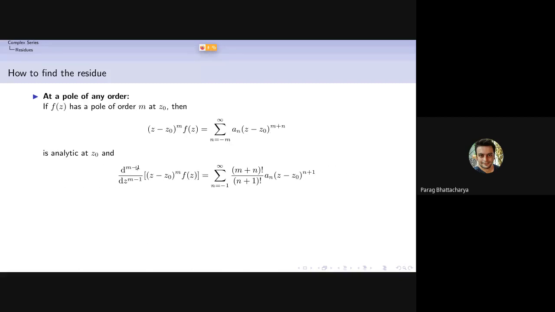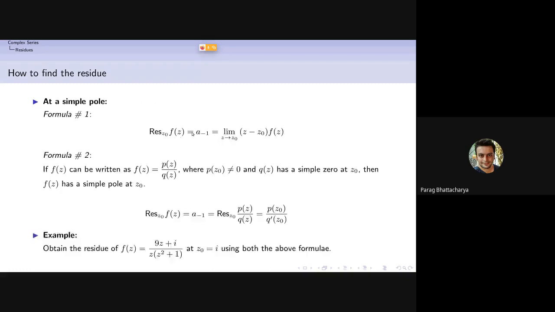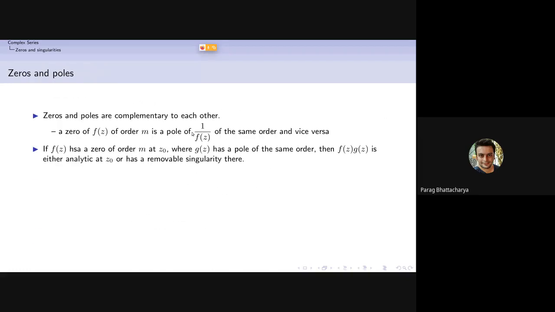Now, for a pole of any order, instead of a simple pole, if I have a pole of order m, where m is greater than 1, what you do is multiply this function f of z with z minus z naught to the power m. Already there was z minus z naught to the power n, so this m will also get added. This is going to be analytic, because from the definition of a pole of order m, if I multiply the function with z minus z naught to the power m, it either becomes analytic or removable.